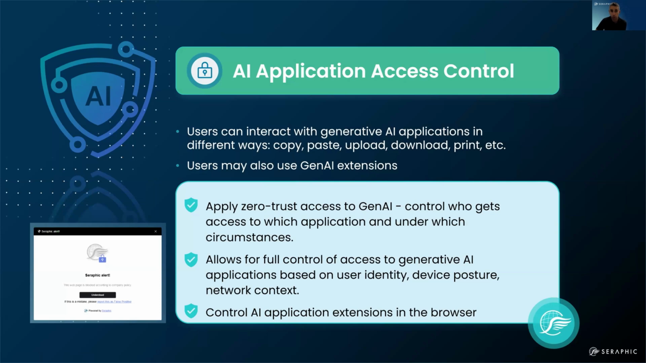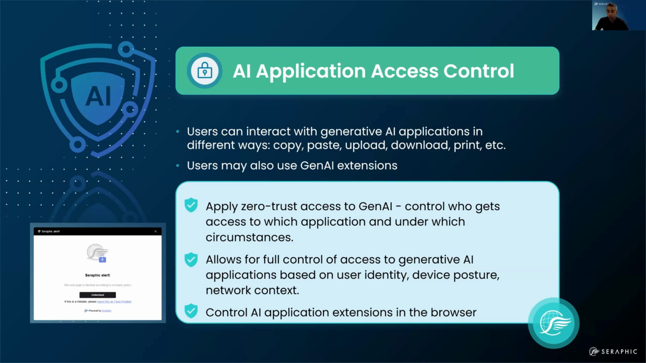And as part of this, by the way, users can also consume AI through browser extensions, which became very frequent recently. When it comes to what Seraphic is doing on that front, we apply zero trust access to generative AI. So we can control who has access to the application based on their user identity, device posture, network context, and obviously as circumstances change, we can actually restrict the access, so completely cut the access off or change the different permissions that user will have.